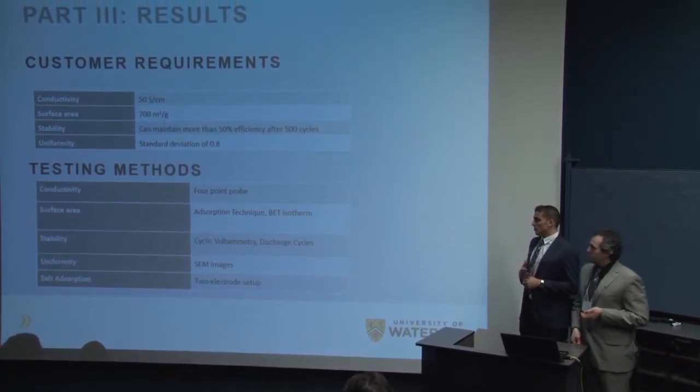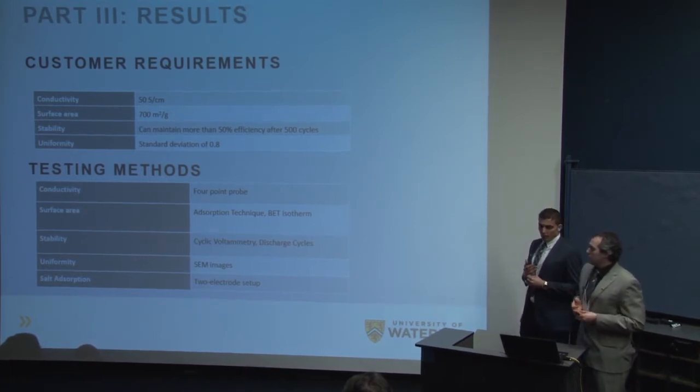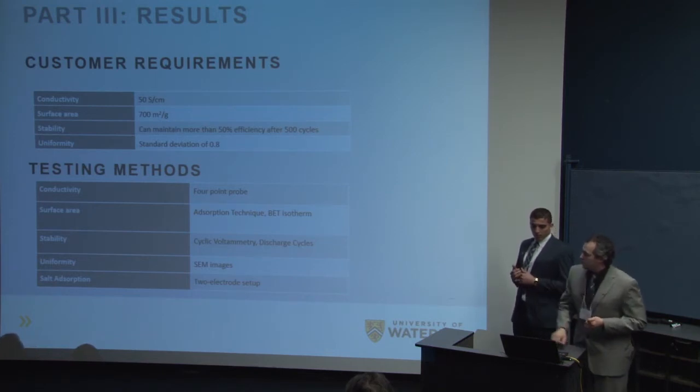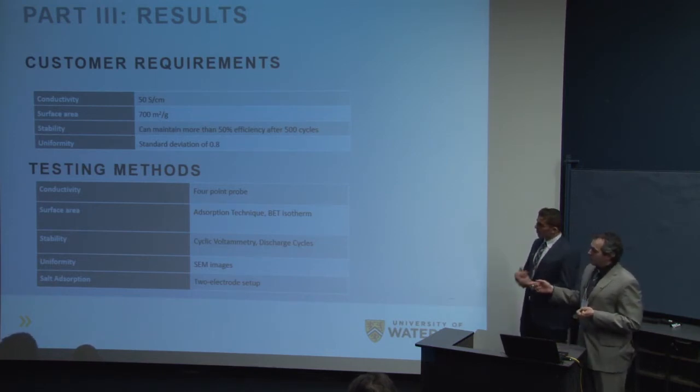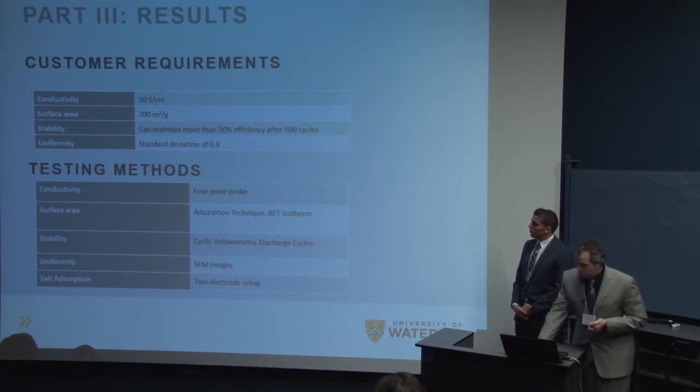To test all of these, we decided to use a 4-point probe for the conductivity, a BET for the surface area, and cyclic voltammetry for the stability, with SEM images for uniformity. And then we added our own test for the salt absorption using a 2-electrode setup, which I'll go through in the next couple of slides.